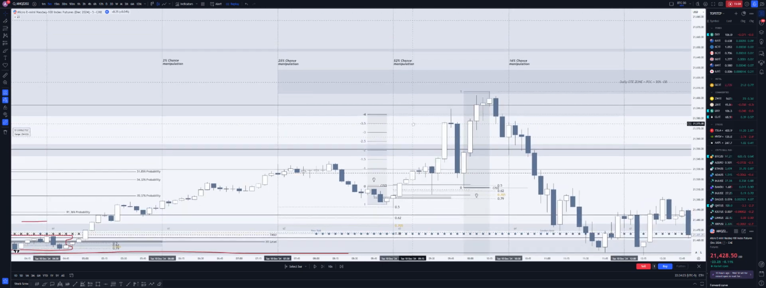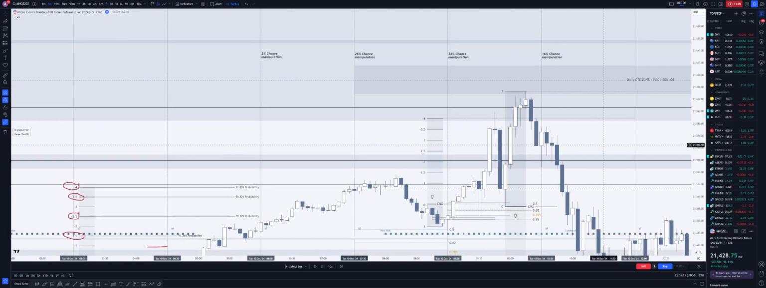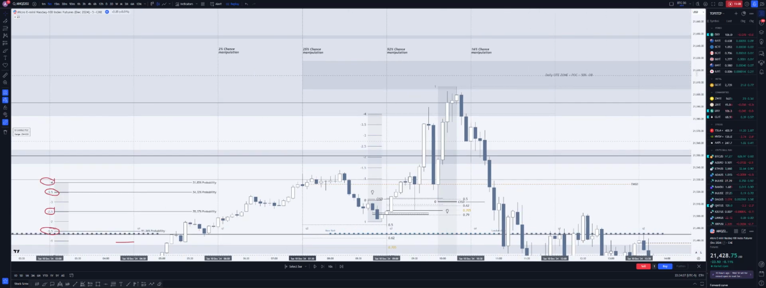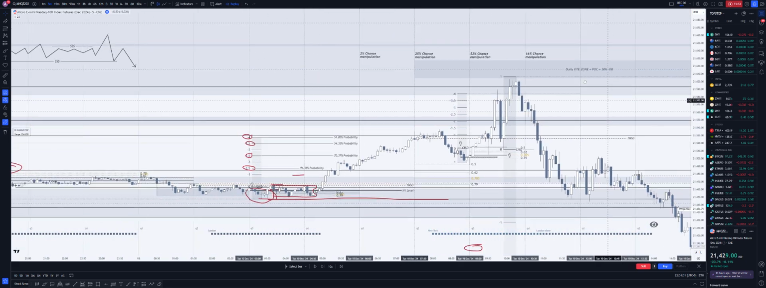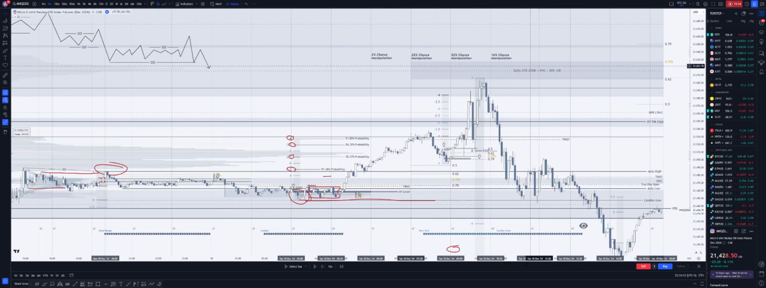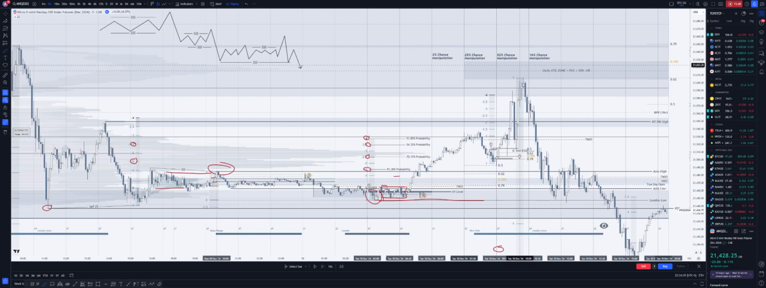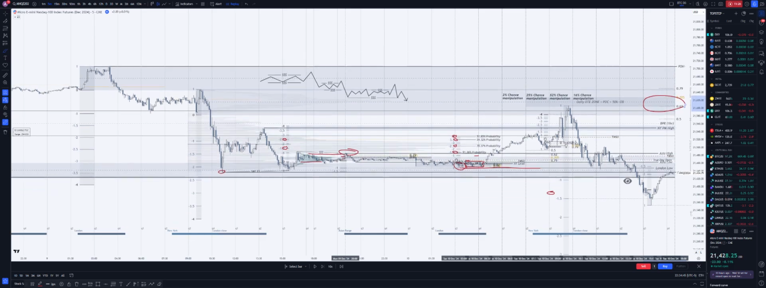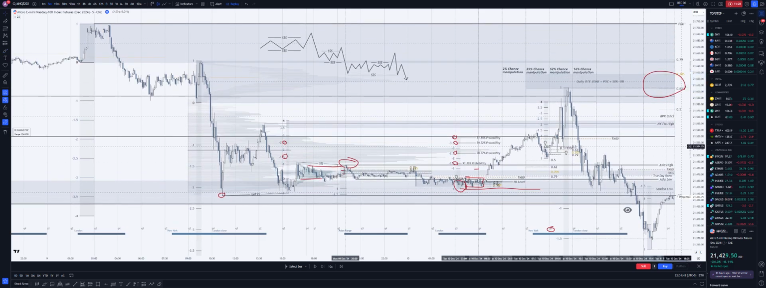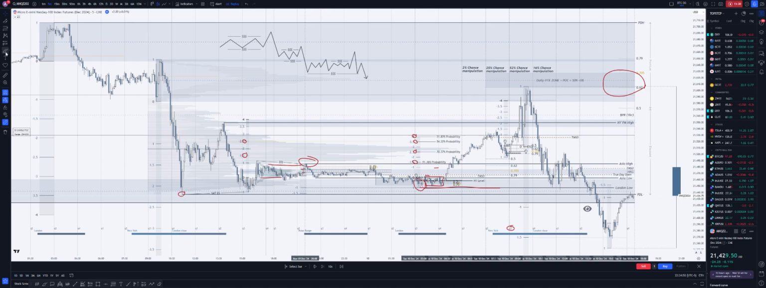Price then continuing up. And this is the main area that I've been looking for as the main idea for the day, was to short this during the Quarter 3 manipulation from our daily range optimal trade entry down to previous day low. Main trade idea for the day.